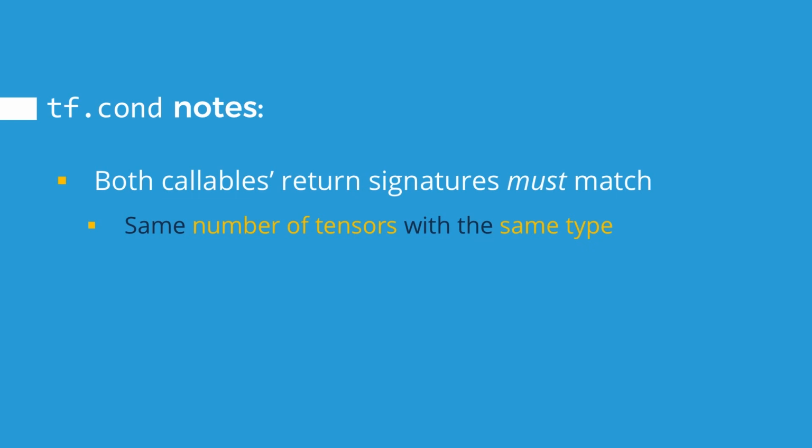And just a couple quick notes on the cond. Both of the callables must have the same return signature. So they both have to have the same number of tensors and the same type of tensors. TensorFlow doesn't make any checks on the size, I don't believe. I might be wrong, but just know that they should be the same. Both should return the same value.